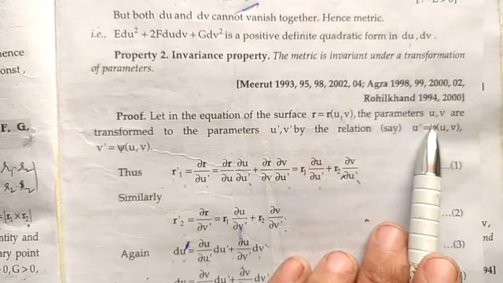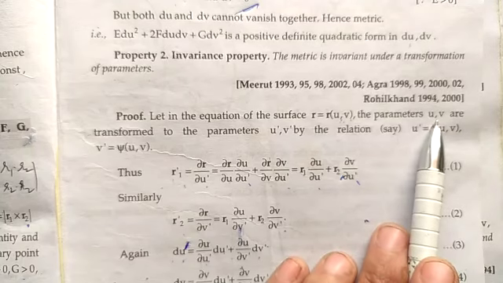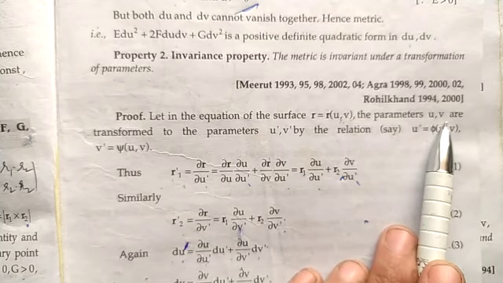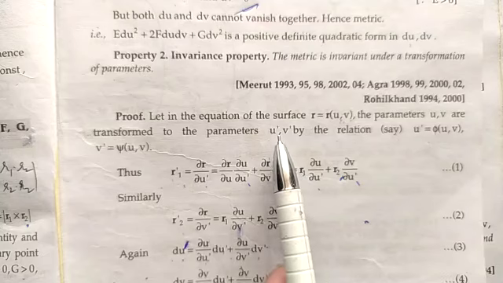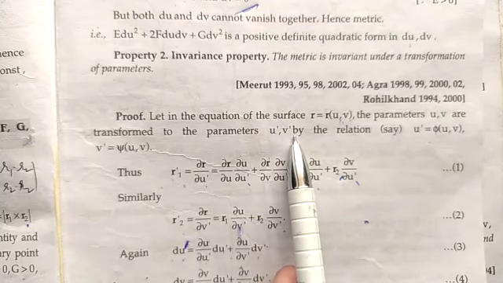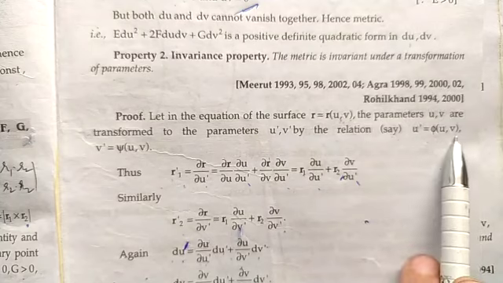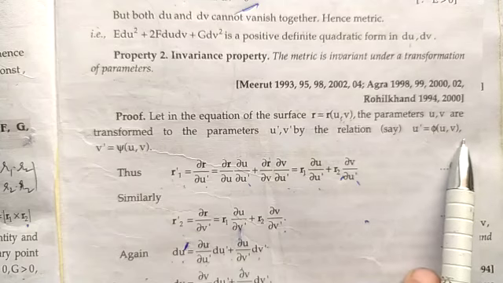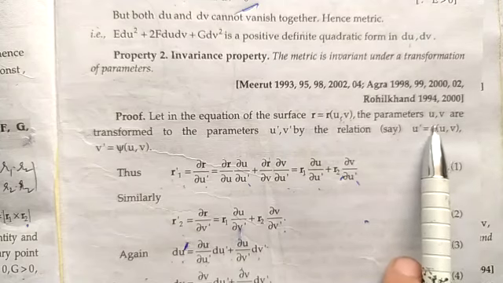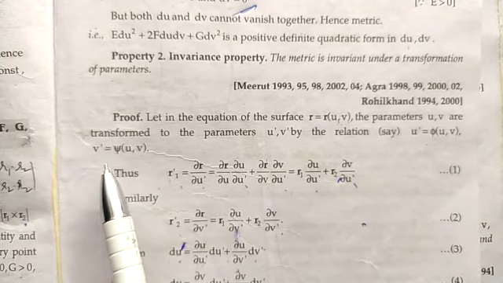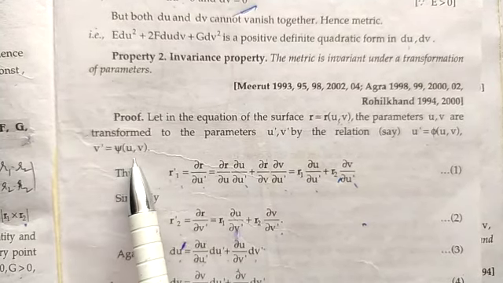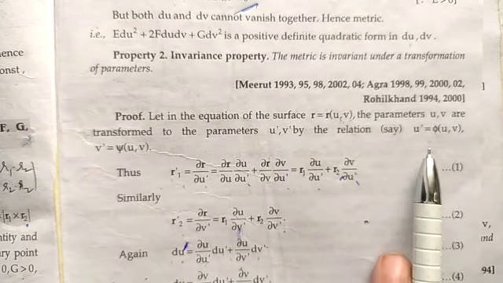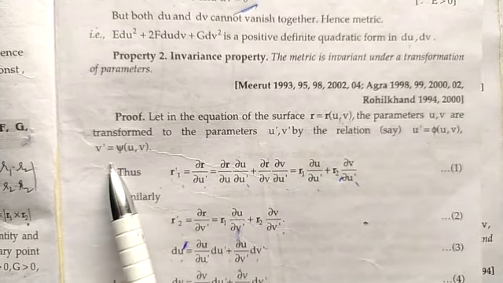Suppose we apply a transformation on these parameters, and after applying the transformation, these two parameters u and v are transformed to the new variables which we have taken u dash and v dash. And the transformation we have shown by these two relations. u dash is equal to phi of u and v, and v dash is equal to psi of u and v. So these two denote the transformation of the parameters. The new parameters are u dash and v dash.